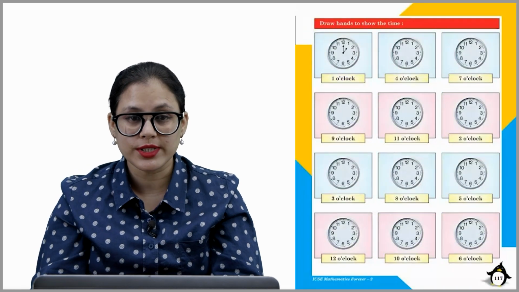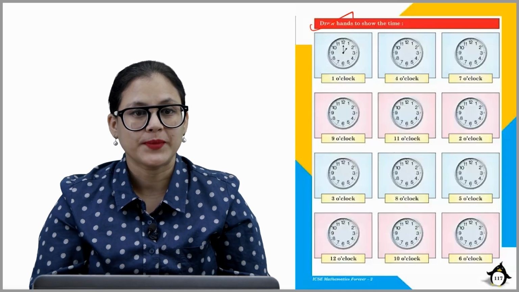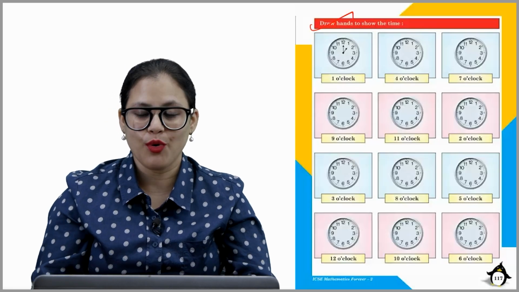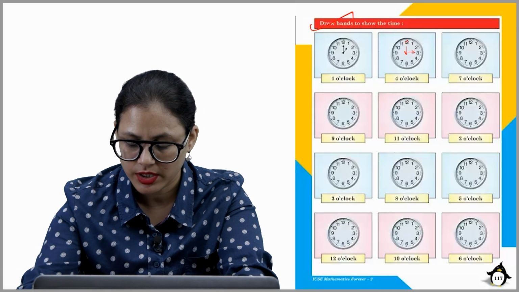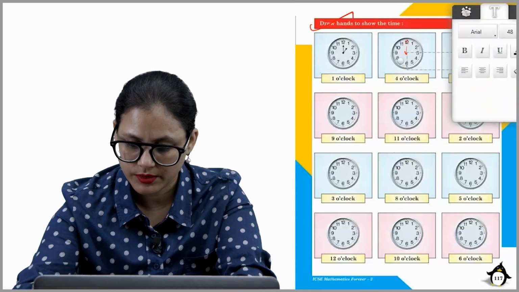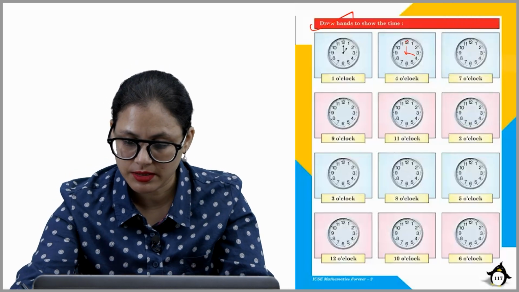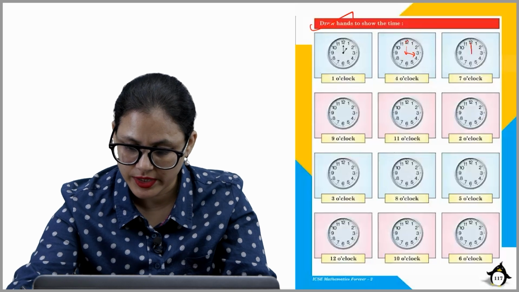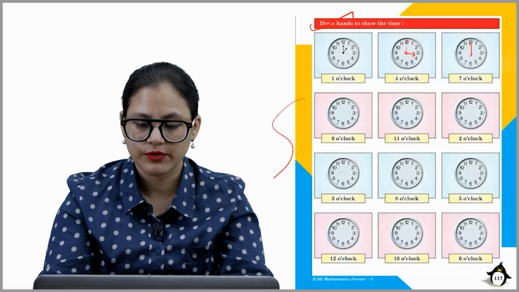Now, draw hands to show the time. This time is given, and now we have to draw the hands, means minute hand and hour hand. 4 o'clock. So your minute hand will be at 12 and your hour hand will be at 4. Next, 7 o'clock. Your minute hand will obviously be at 12 and your hour hand will be at 7. So similarly, you will draw hands for these times also.